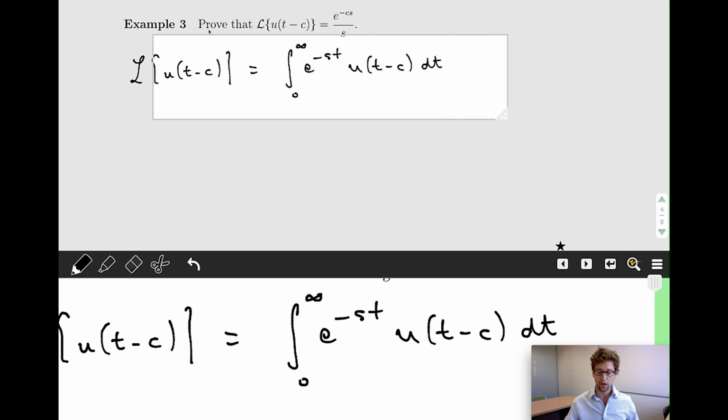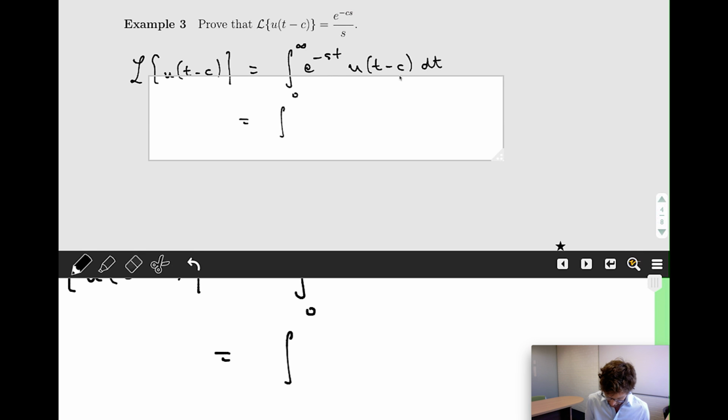Now notice that our function u(t minus c), our Heaviside function, really splits up our domain into values of t less than c and values of t greater than c. So we're going to take advantage of that by splitting up our integral into two pieces.